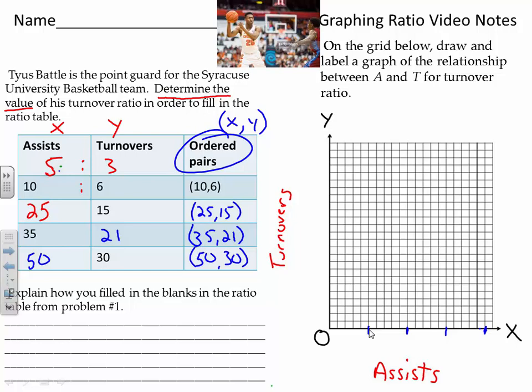Now, what are you going to label these? Well, we're going to label those with our x values. So our first x value is 10. Our second x value is 25, our third x value is 35, and our fourth x value is 50. Not 56, which that looks like. That should be a 50, everybody.